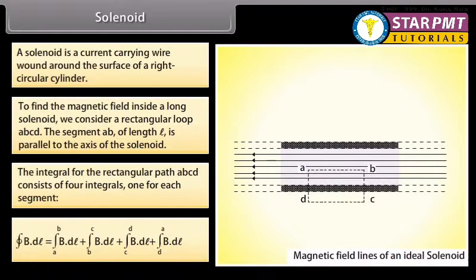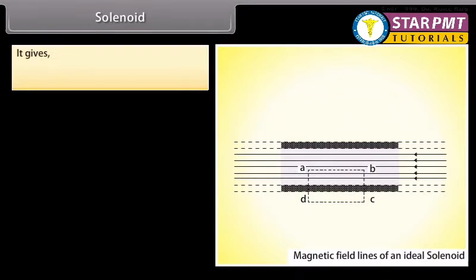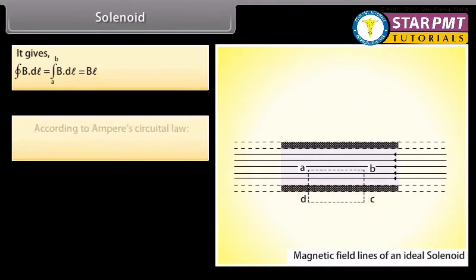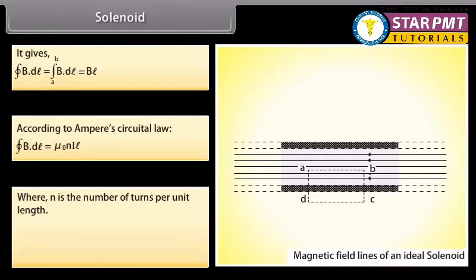Closed integral of B dot dl is equal to integration from A to B of B dot dl plus integration from B to C of B dot dl plus integration from C to D of B dot dl plus integration from D to A of B dot dl. It gives closed integral of B dot dl is equal to integration from A to B of B dot dl, which is equal to BL. According to Ampere's circuital law, closed integral of B dot dl is equal to mu naught nIL, where n is the number of turns per unit length. From the above two equations, we get the result B is equal to mu naught nI.